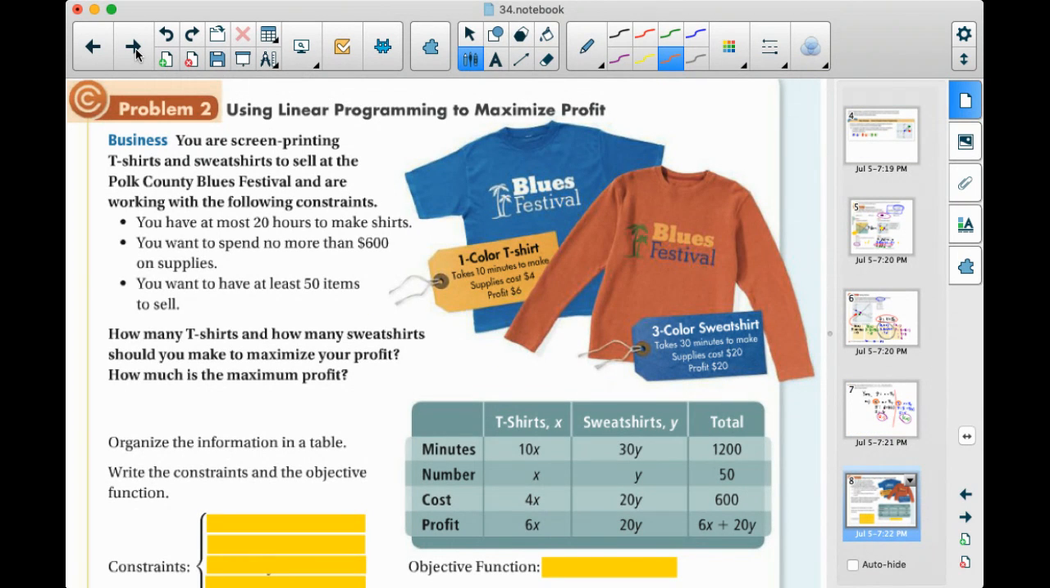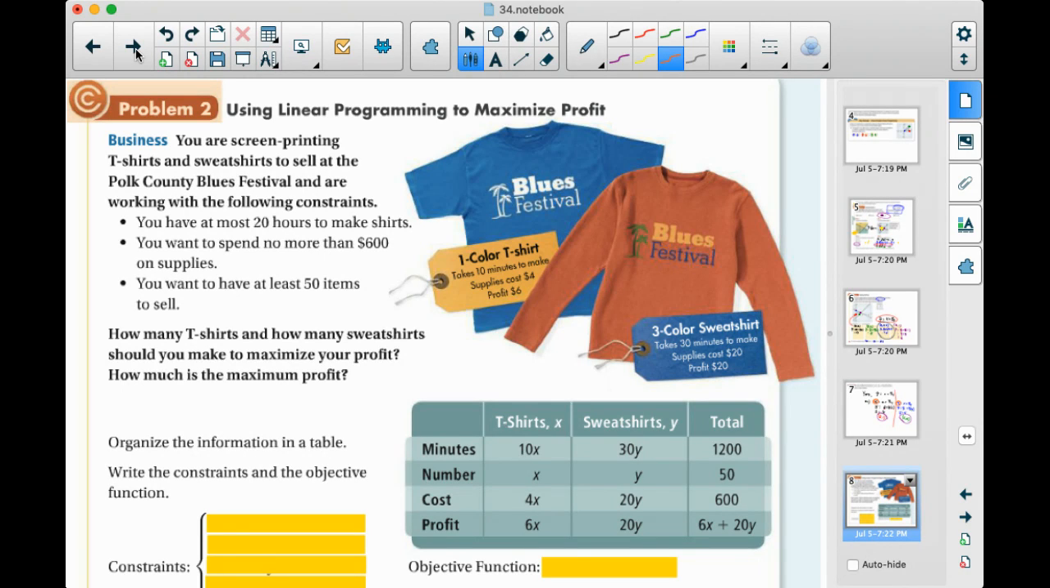All right. Problem 2, using linear programming to maximize profits. You are screen printing t-shirts and sweatshirts to sell at the Polk County Blues Festival and are working with the following constraints. You have at most 20 hours to make shirts. You want to spend no more than $600 on supplies. You want to have at least 50 items to sell. How many t-shirts and how many sweatshirts should you make to maximize your profits? How much is the maximum profit?